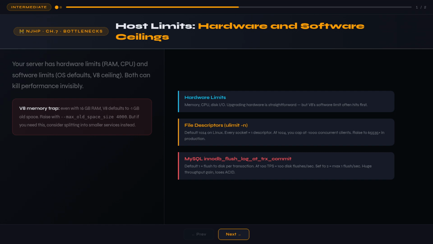max_old_space_size flag. For example, node --max_old_space_size=4000 application.js runs your app with a 4 GB limit. But the book makes an important point: if you find yourself doing this, you've probably chosen a design pattern unsuitable for the task. The real solution is to split your application into smaller services.